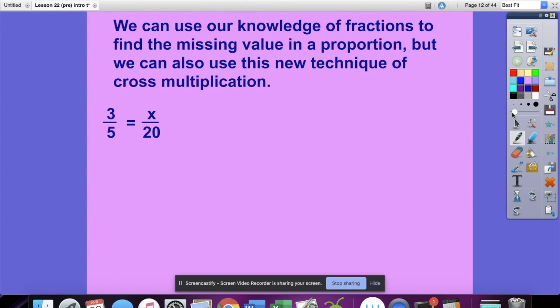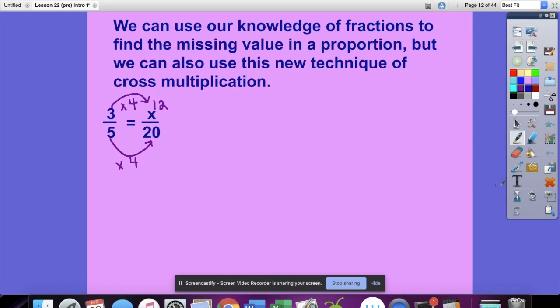Now, one way you could find this is you could use your knowledge of fractions. If you think about it, if I take 5, you would have to think about, okay, what would I have to multiply 5 by to get to 20? And that answer would be 4. So we know to scale up, I would have to multiply the top number by the exact same value. I'd also have to multiply that top number by 4 as well to get an answer of 12. So I could see that a 3 to 5 ratio is equal to a 12 to 20 ratio.